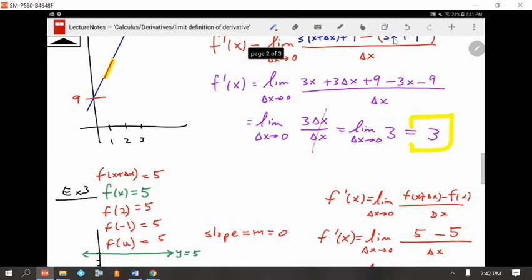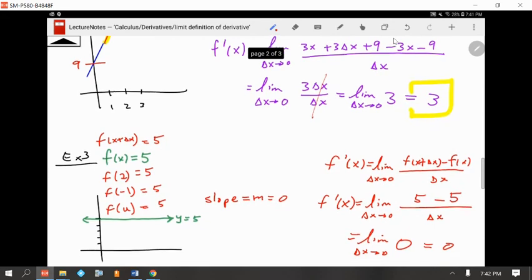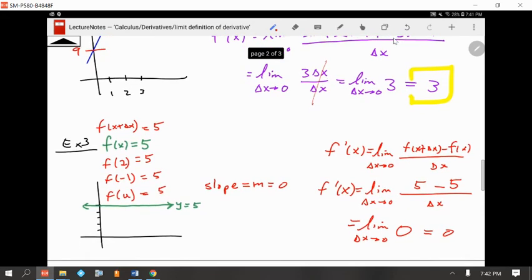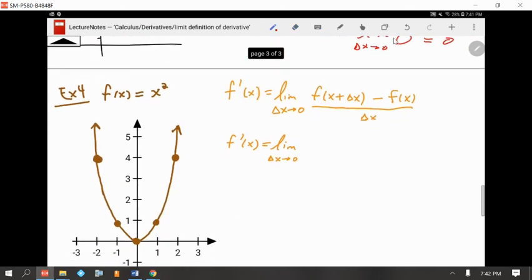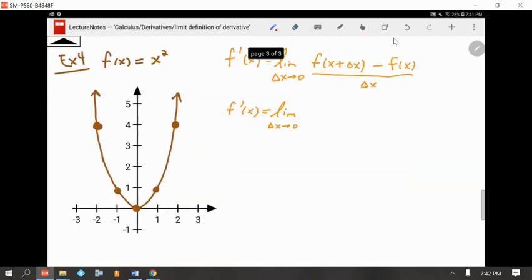You see example 2 is a line, the blue line. Example 3 is a line. If I ask you what's the slope of the line, it's the slope of the line. If I ask you what's the derivative, it's the slope of the line. So when your function is a line, it's the same thing as asking derivative. What is the derivative of a line? Slope of the line. What is the slope of the line? The slope of the line.